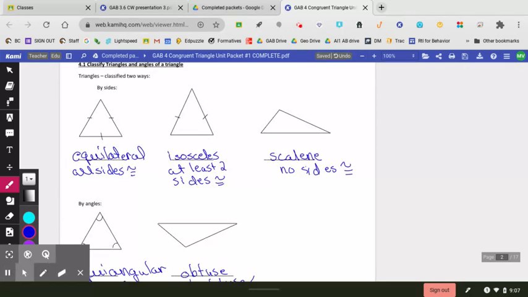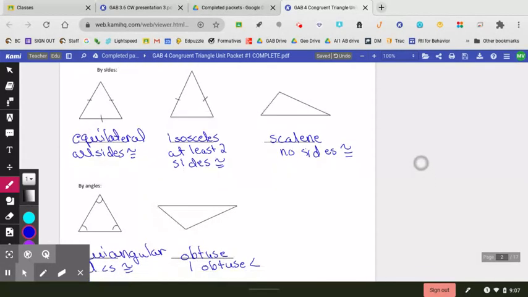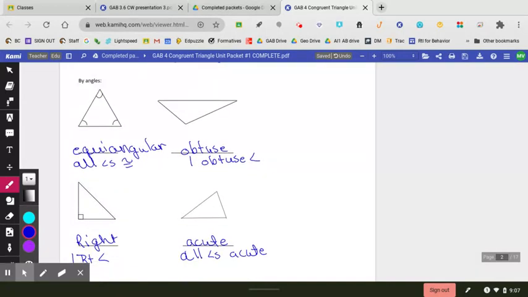Okay, so welcome back. Our first triangle here is equilateral. That means all sides are the same. Isosceles is at least 2 sides are congruent. Scalene, no sides are congruent. By angles, our first triangle here is equiangular. All angles are congruent. Obtuse, 1 obtuse angle. Right has 1 right angle. And acute, all angles are acute. So every triangle actually has 2 names. It can be named by the sides and angles.